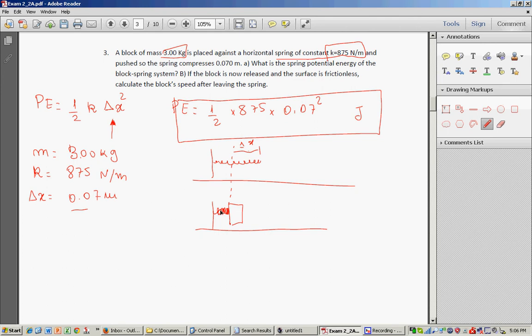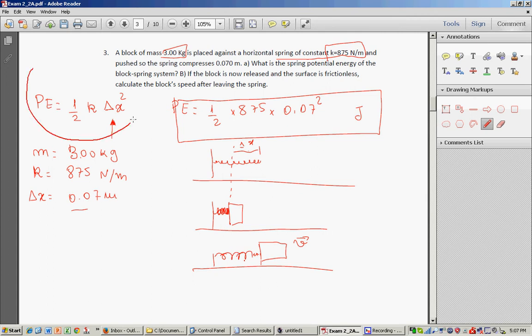So this spring has energy. It can do work. It can do things. It can move the block to the right. So that comes to the second part, part B. If the block is now released and the surface is frictionless, so we don't have friction in here, calculate the block speed right after leaving. Which means go back to here, and now your spring is back into relaxation mode, and the block is pretty much leaving now. So the block is free from the spring. The spring is not connected to the block anymore.